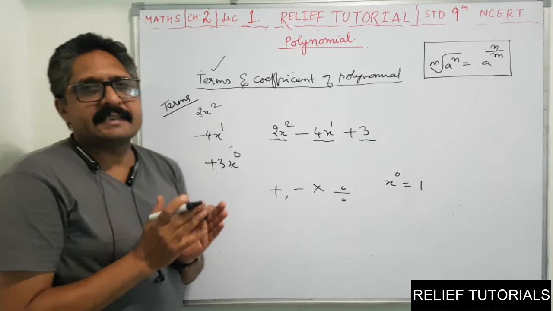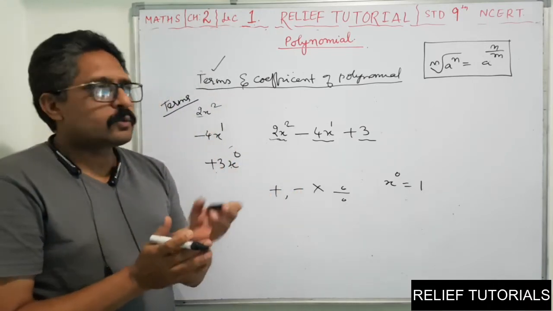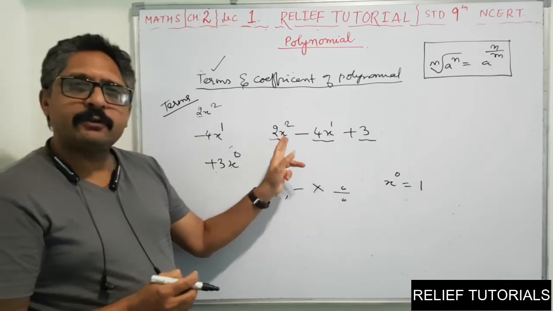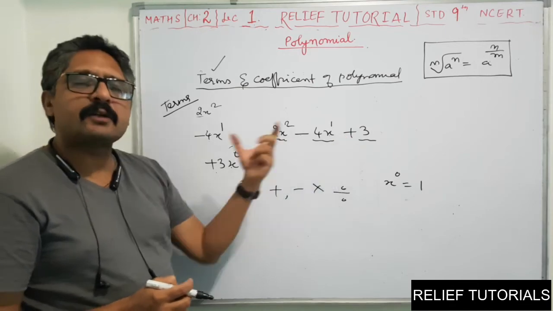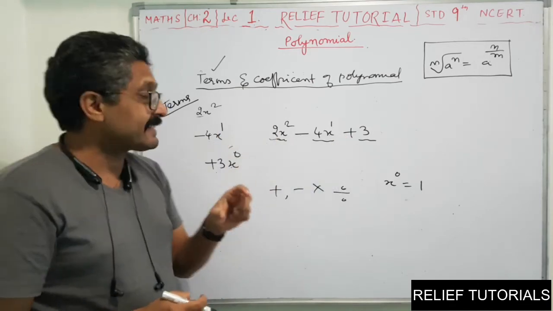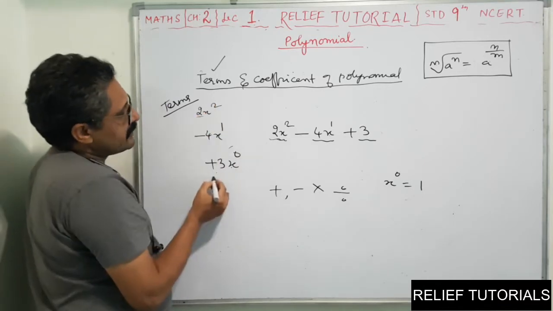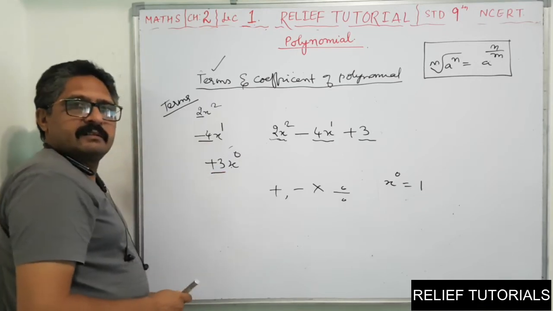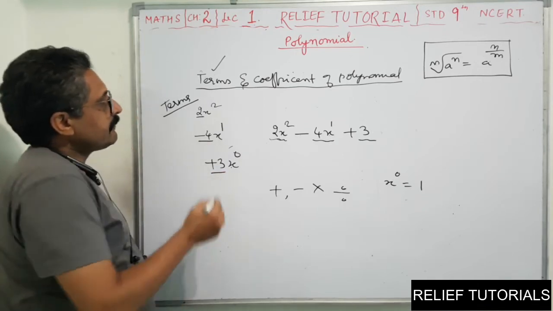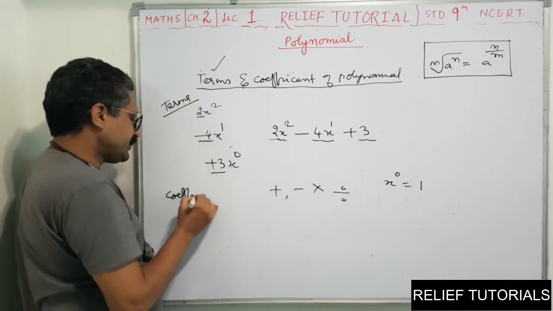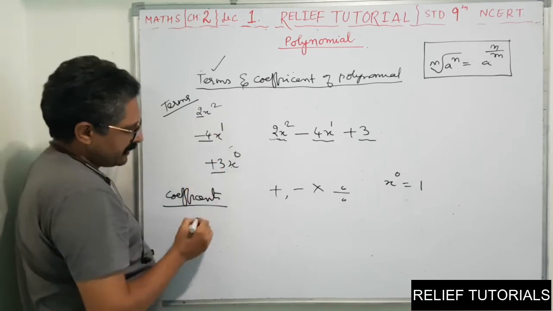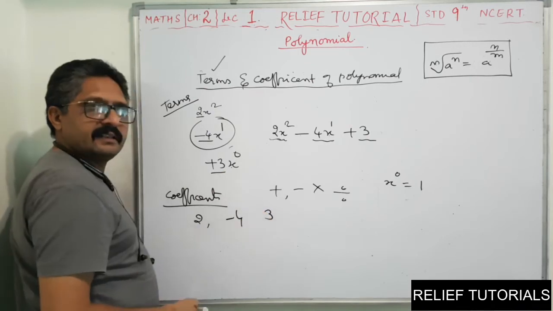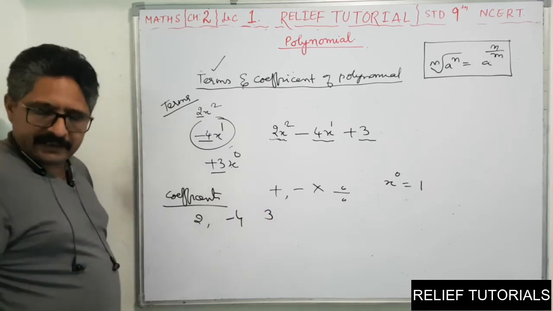So we are discussing two things here, terms and coefficients. A term is a part of a polynomial which is separated by the symbols minus and plus, and each term has a coefficient which is a constant. See, this is a coefficient, this is a coefficient, this is a coefficient, which is constant. So these are terms, and if I talk about coefficients, the coefficient of this term is 2, of this term is minus 4, of this term is 3. So they are constants. They may be any real number.